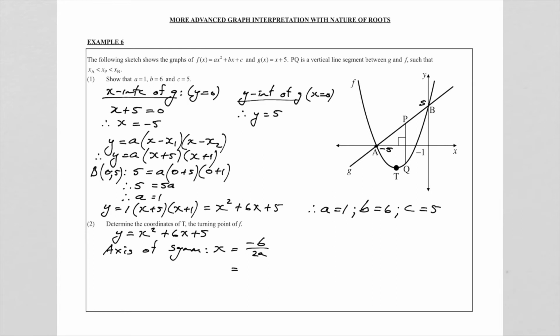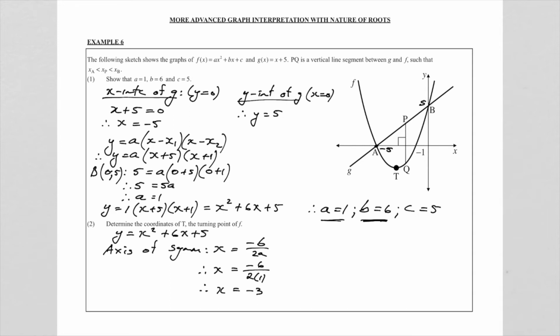And when we substitute b and a, and our b, as you remember, was equal to 6, and our a is equal to 1. So we will have -6 over 2 times 1. So that means that our x will be -3. So that is the axis of symmetry. Now we still need to find the turning point. So that means we must substitute this x = -3 into f(x).